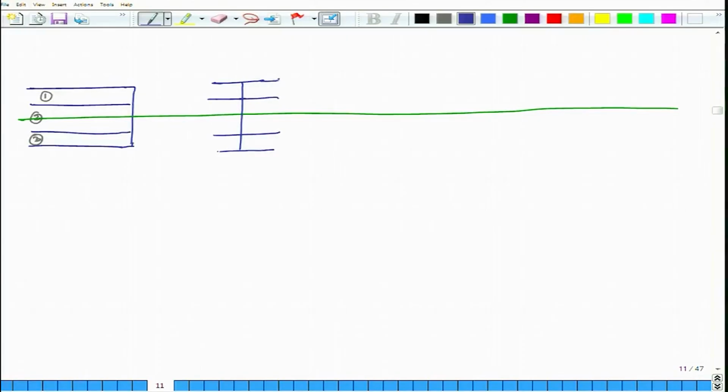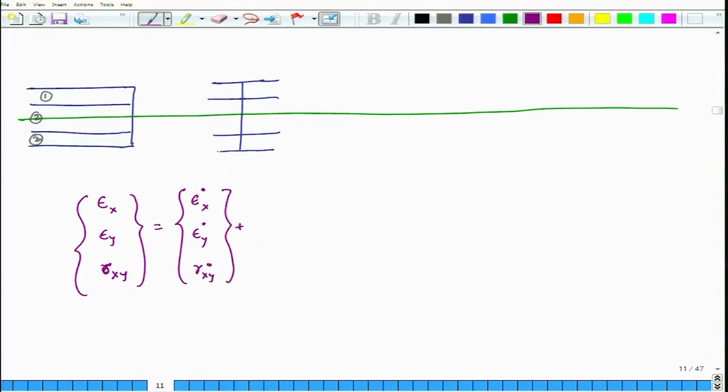I am going to draw this again, and one thing we have developed for strain is the relations, which are something like this: epsilon x, epsilon y, gamma x y equals epsilon x naught, y naught, gamma x y naught, plus z times curvatures.